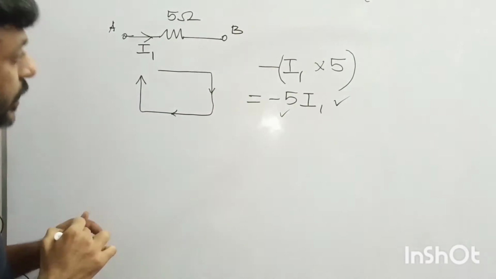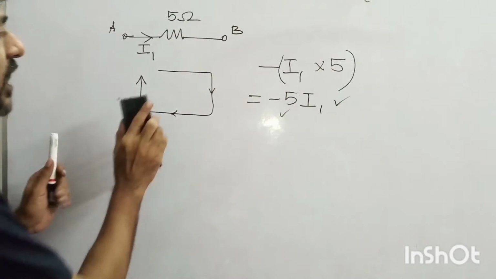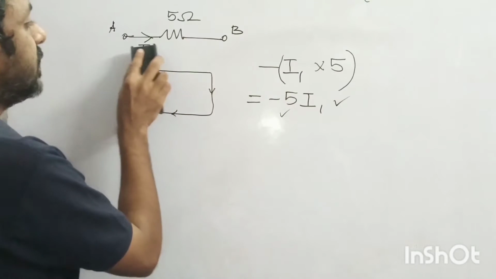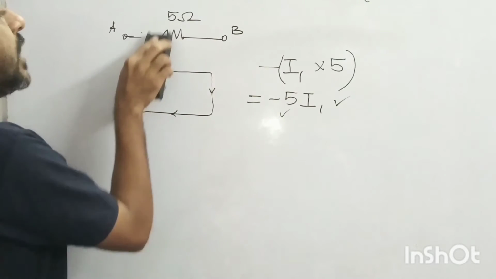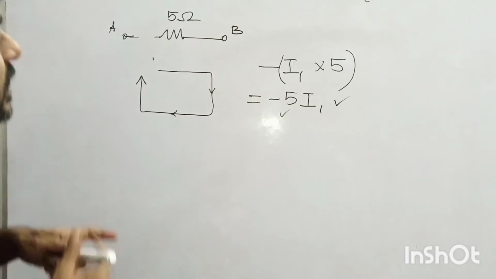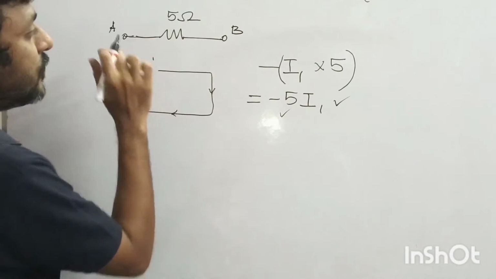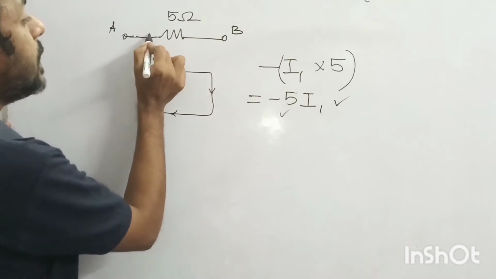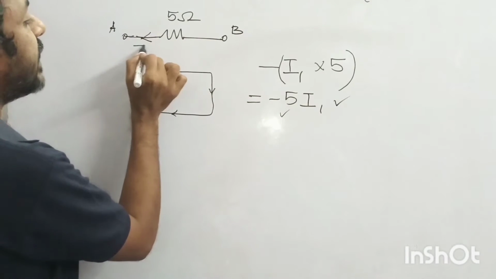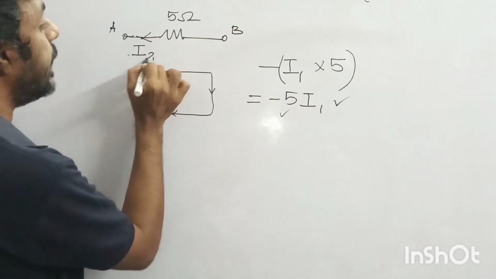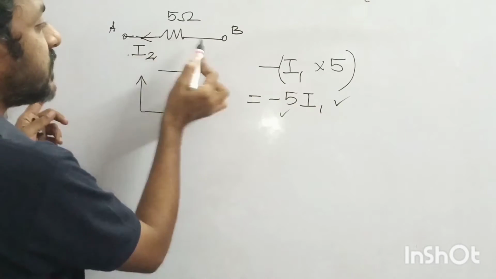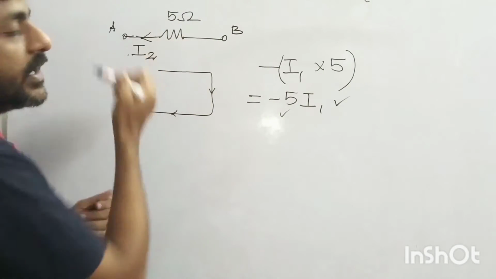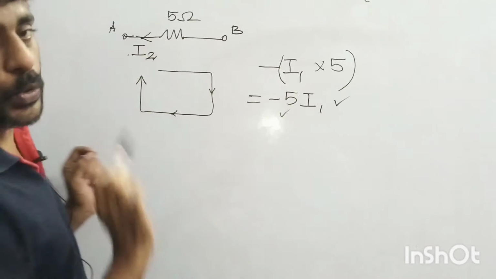What is the second scenario? My direction of travel, as I told, won't change. It will always be in the clockwise direction. But what happens if the direction of current is in the opposite direction? First scenario, the direction of current is from A to B. Now the direction of current is from B to A, and let us assume the value of the current is I2. I1 is a current flowing from A to B. So from B to A, I am assuming another current that has a value of I2, right?